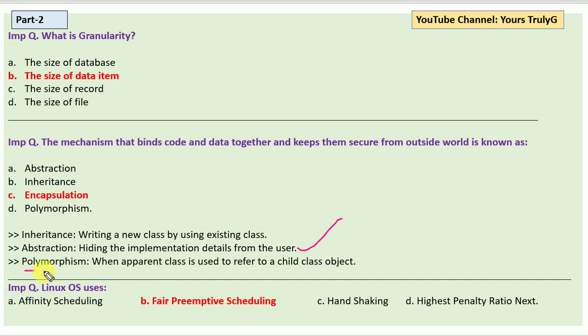And what is polymorphism? When a parent class is used to refer to a child class object. If you want to refer to the child class object, the parent class is used for that. This is nothing but polymorphism.